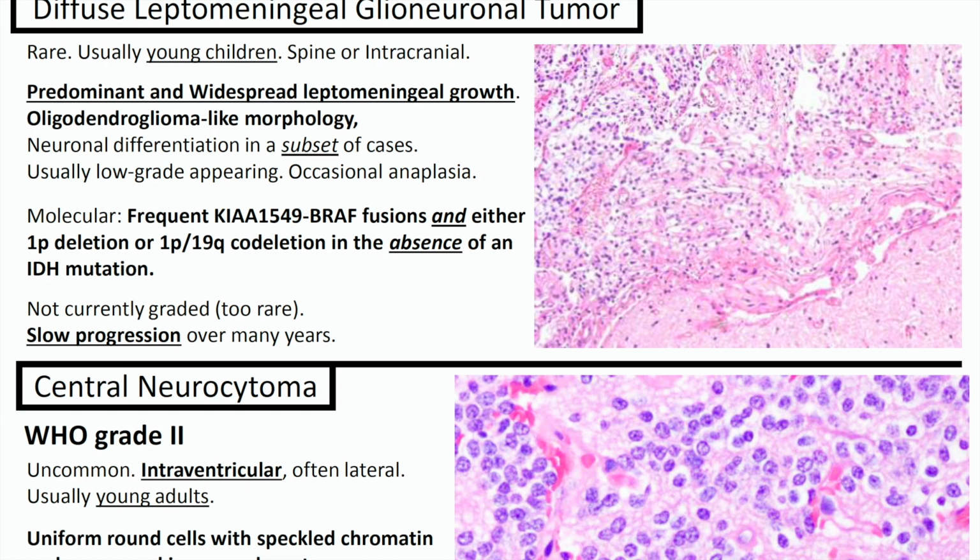So the molecular for this is frequent KIAA1549 BRAF fusions and either 1p deletion or 1p19q co-deletion in the absence of an IDH mutation. Not currently graded, they're too rare, and there's slow progression over many years.